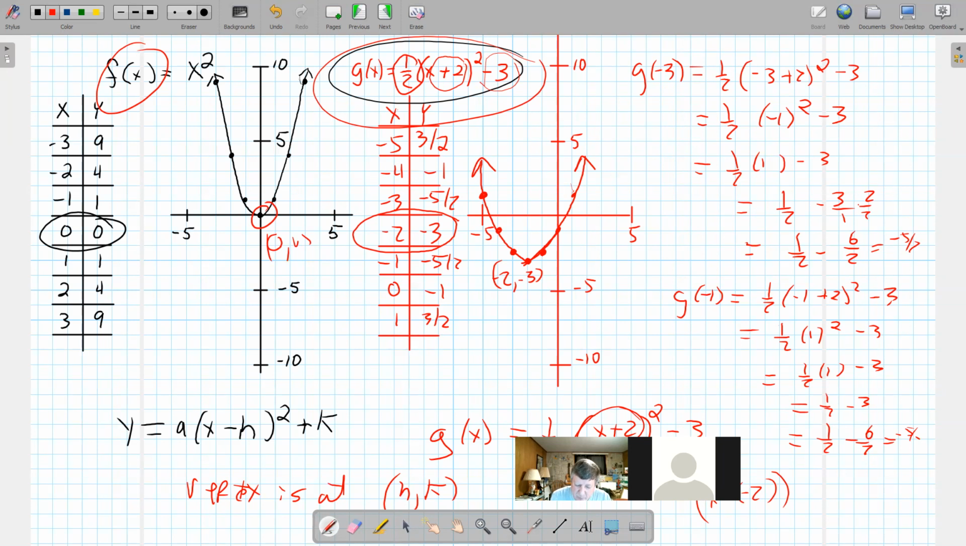Okay, we put that at the middle of the table, and then we calculated the other values. Now, what's the axis of symmetry? It's at x equals -2. It's the x value of the vertex. So x equals h. So we'll say axis of symmetry is at x equals h. Okay.